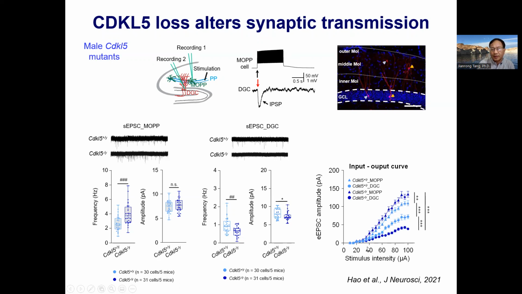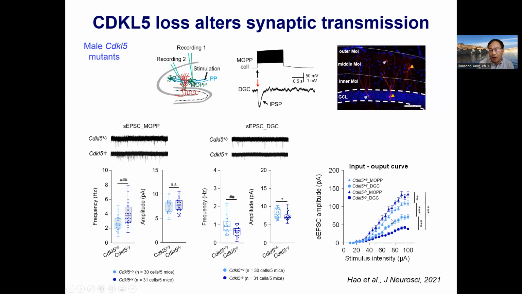Then she further evaluated the evoked response by stimulating the perforant path and recorded the input-output curve. The light color shows the data from the wild-type mice. So this shows that the evoked response in the MAP cells is stronger than in the dentate granule cells. The darker data points show the data from CDKL5 mutant mice.